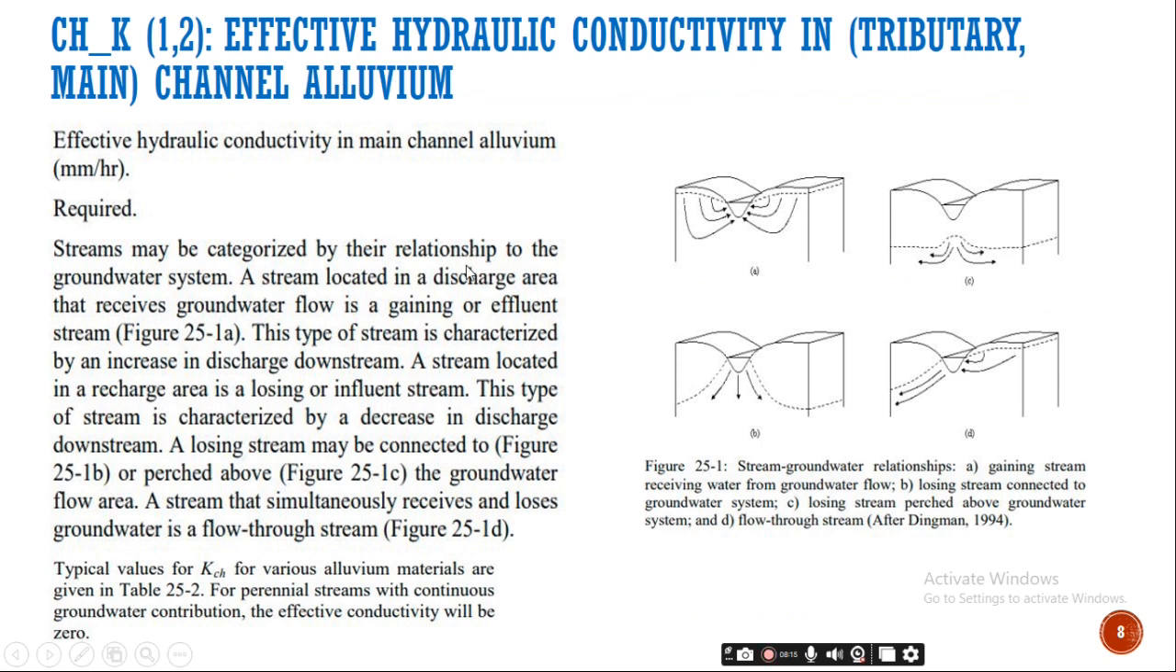And to help you understand this concept better, some figures and examples have been shown of the different conditions of hydraulic conductivity. Like in the first picture you can see how the groundwater is moving toward the stream flow, and here how the stream flow water is moving toward the ground, and here also you can see the movement of the surface water into the ground, and this is also a different way of transfer.